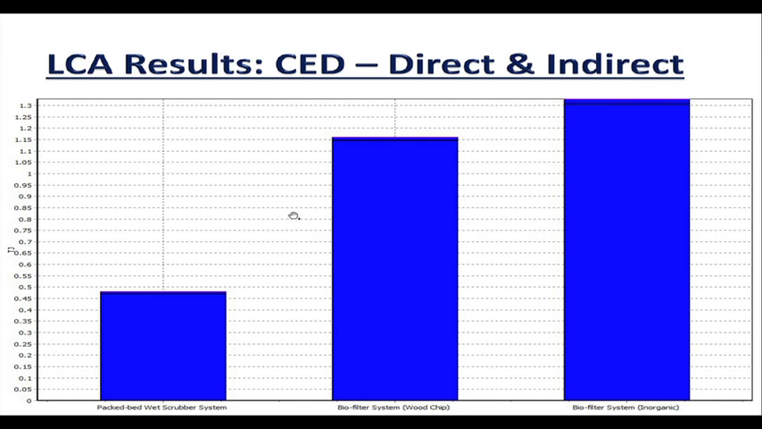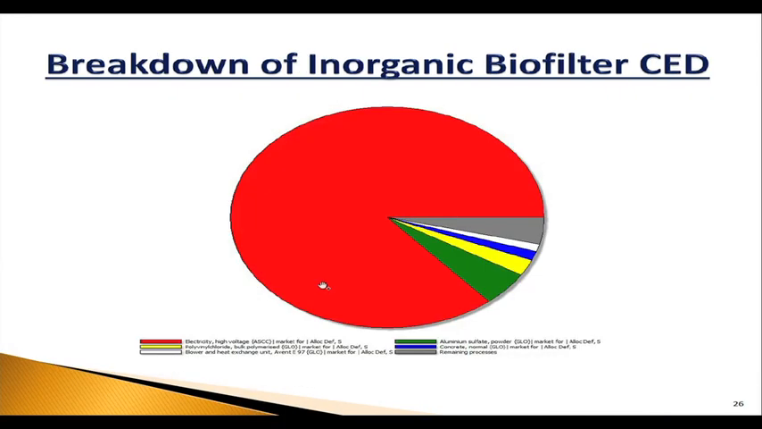If you look at the LCA result in terms of cumulative energy demand, direct and indirect, this is the packed bed wet scrubber system, this is the biofilter system wood chip, and this is the biofilter system inorganic. More energy is needed there. In these graphs, whichever has the highest impact, we take as 100, and based on that 100 the other two values are shown. That is why you will always see one graph going all the way to the top.